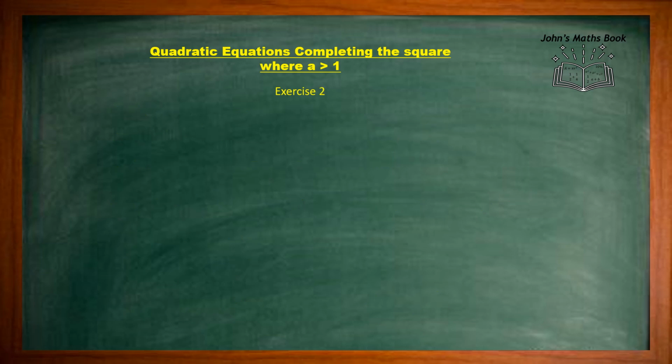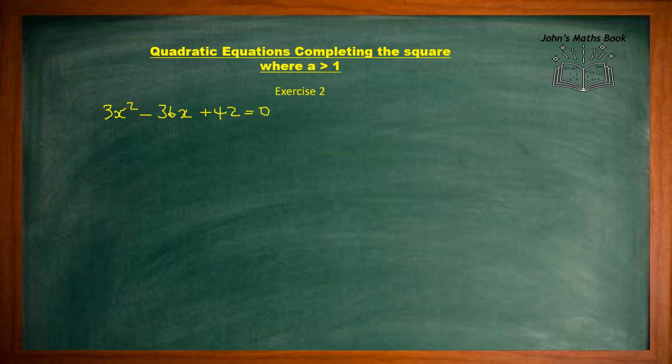For exercise 2, let's solve the quadratic equation 3x squared minus 36x plus 42 equals 0. So pause the video now and see if you can work out the answer. So hopefully you got the answer.